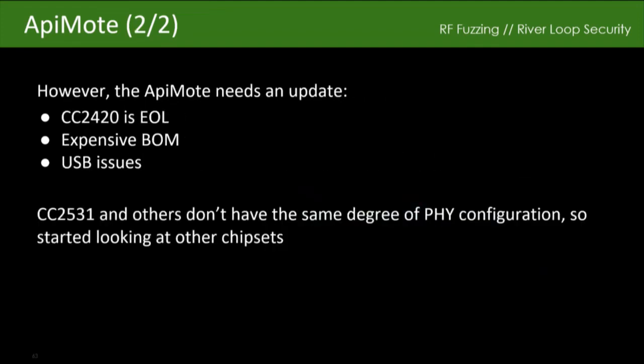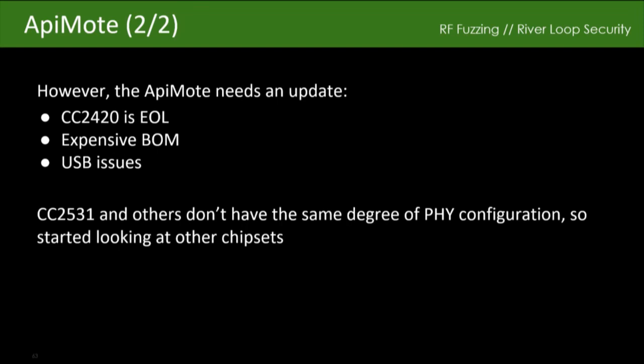However, as awesome as the API mode is, it's in need of an update and could use a little love. The CC2420 is end-of-lifed, although we have an impressive stockpile of them, and we're good on that for a while. We are going to have to contend with that eventually. The bill of materials for the API mode is also pretty expensive. It has tactile switches, memory, all things designed so that you can take it, throw it over a wall, and leave it, come back and pick it up after you've monitored your target. But when you're doing research on a desktop, you don't really always need those. Yes, we'd love to make that cheaper.